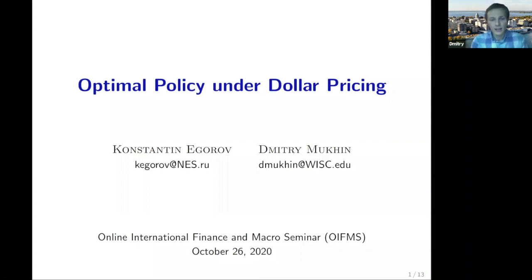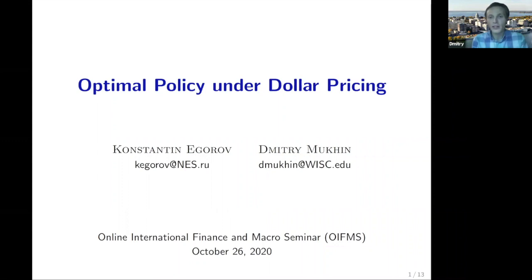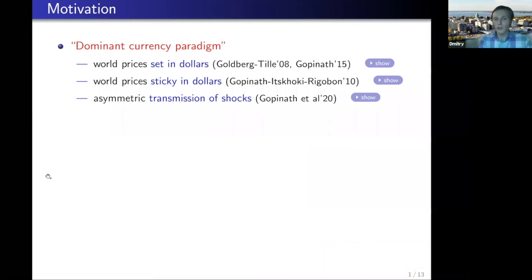Thanks a lot. So yes, this is the joint project with Konstantin. It is about the optimal policy under dollar pricing. And the motivation actually comes from the large recent literature about the dominant currency paradigm, right? Or as, for example, Gita Gopinath called it, the international price system.